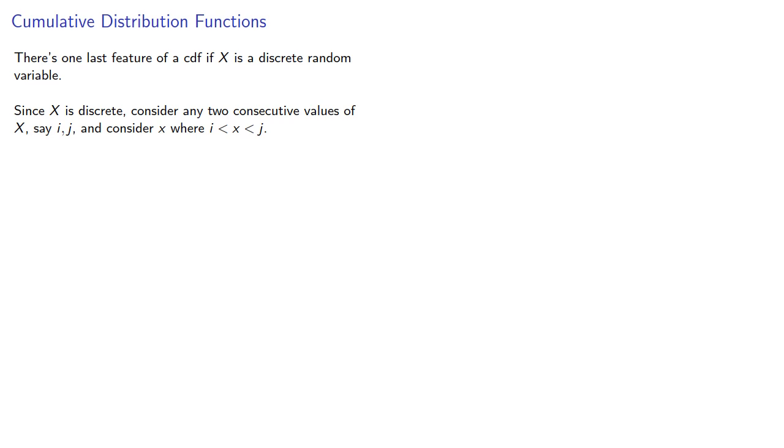There's one last feature of a CDF if x is a discrete random variable. Since x is discrete, consider any two consecutive values of x, say i and j, and consider some value x between the two, strictly greater than i and strictly less than j. So our cumulative distribution function, that's still the probability that our random variable is less than or equal to x, but because x is between i and j, we can split this into two mutually exclusive events, x less than or equal to i, together with x up to the value of x.